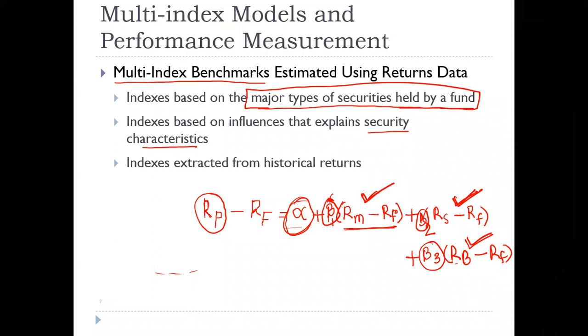Sayeda Nabiha Ferdos, you are there? Yes, sir. Okay. Do you know how to come up with the beta? For example, how can we come up with the beta of our portfolio based on market beta? How can we get this?